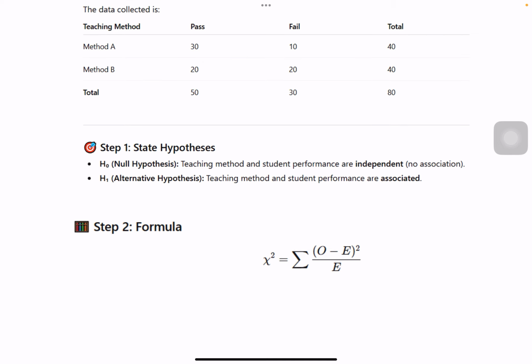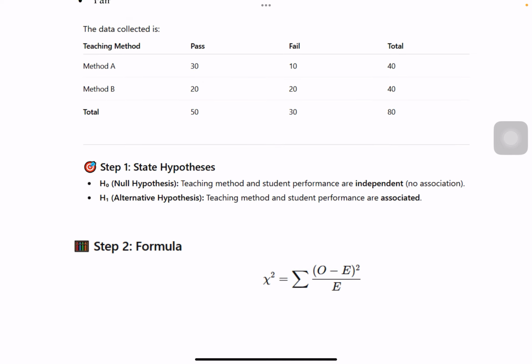First of all, we state the hypothesis. H0, the null hypothesis: teaching method and student performance are independent, no association. Null hypothesis means there is no relationship. They are not related to each other, they are independent. H1, the alternative hypothesis: teaching method and student performance are associated. It means they have some kind of relationship or association.